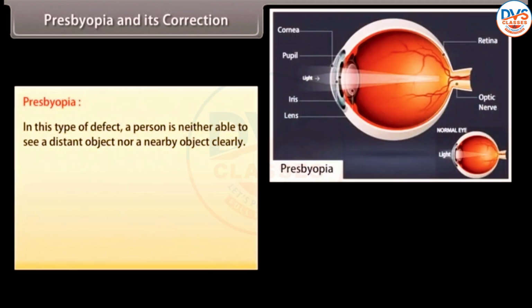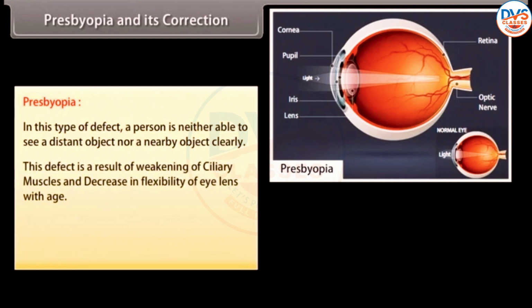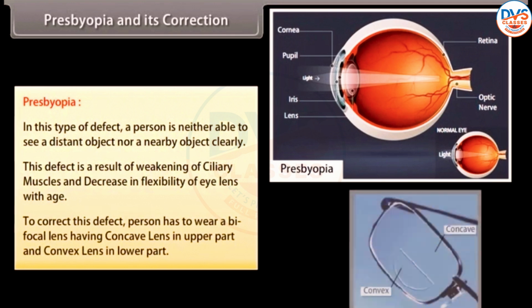Presbyopia and its correction. In this type of defect, a person is neither able to see a distant object nor a nearby object clearly. This defect is a result of weakening of ciliary muscles and decrease in flexibility of the eye lens with age. The person has to wear a bifocal lens having a concave lens in the upper part and a convex lens in the lower part.